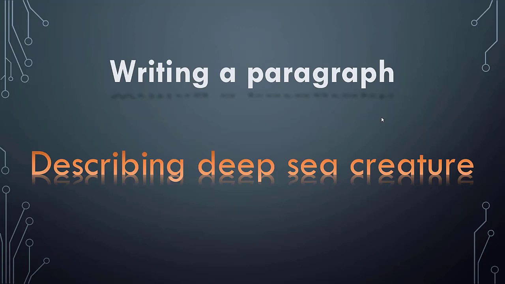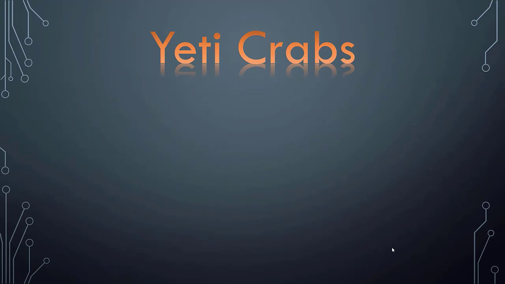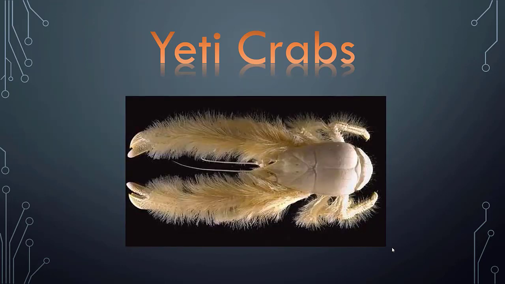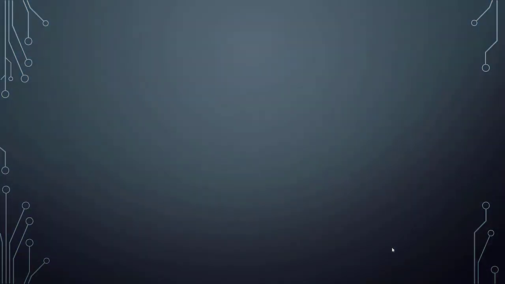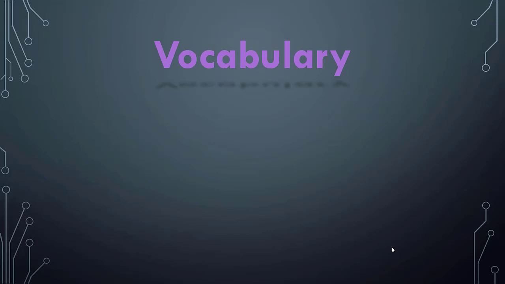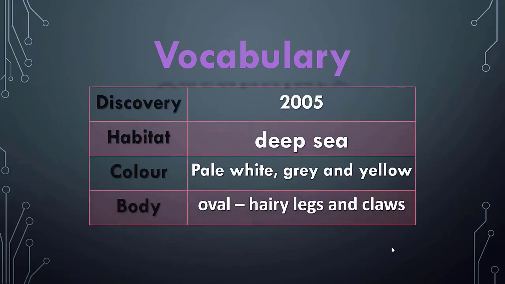Do you remember what the paragraph in this unit was about? Great. It was about describing a deep sea creature. And we picked one of these creatures, which was Yeti crabs. Great, Yeti crabs. This is a Yeti crab. Let's go to the vocabulary part. Great. In this table, we studied discovery. It was discovered in 2005. Habitat. Where does it live? In the deep sea.